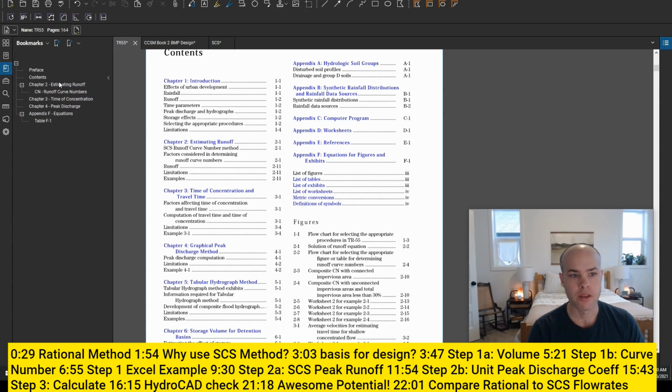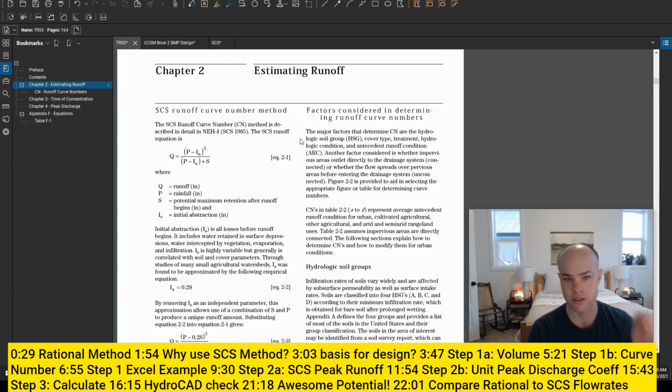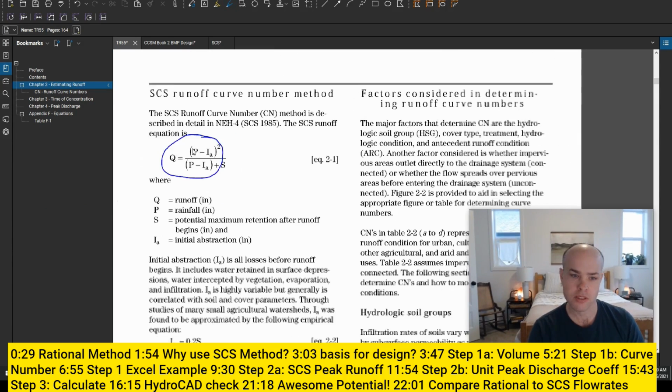So the first thing I'm going to do is go to this estimating runoff section. Now from school, you probably all remember this formula. You've seen it before. You're like, oh, okay, this is what this is. This reminds me of what this is. This formula is the basis for determining how much water is running off your site based on how much rainfall you have.